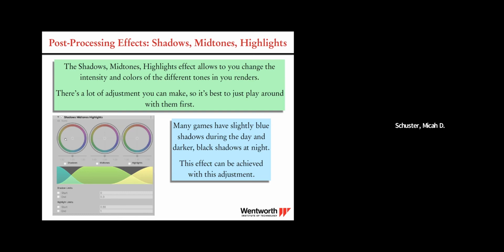So there's a lot of adjustments here. You can mess around with the highlights, that'd be like the specular colors, or the midtones, the midway between super bright and super dark. You can mess around with those as well. A lot of times in video games, you make slightly blue shadows. Rather than having deep black shadows, you make slightly blue shadows.